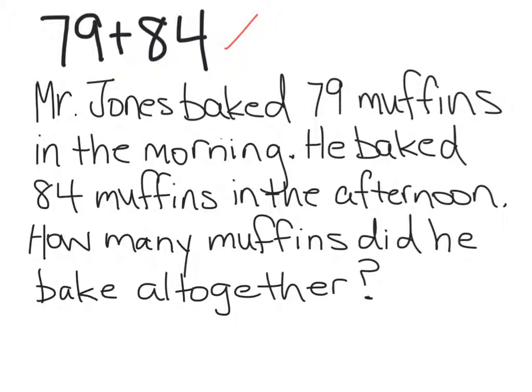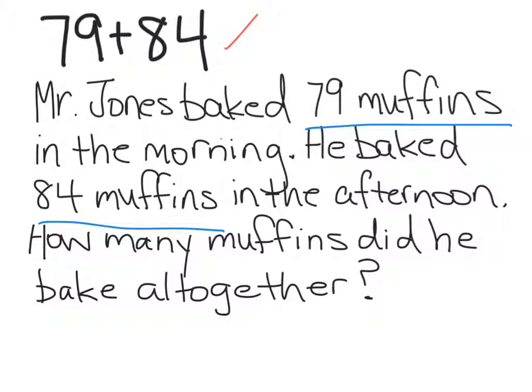79 plus 84. So here's an example of a word problem I put together that uses the equation 79 plus 84. When I read it, I'm going to make sure to underline any important information and circle the question that I'm trying to answer. So here's my problem. Mr. Jones baked 79 muffins. I'm going to underline 79 muffins because that's a number and it tells me my unit, what I'm counting, so that's important.